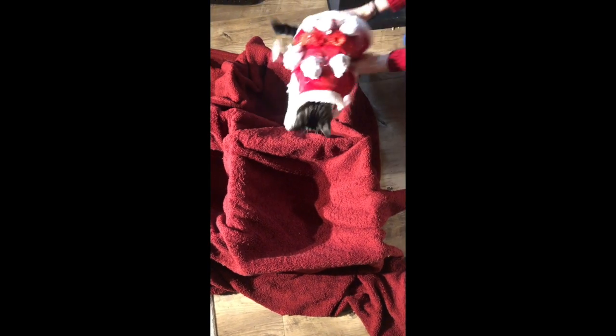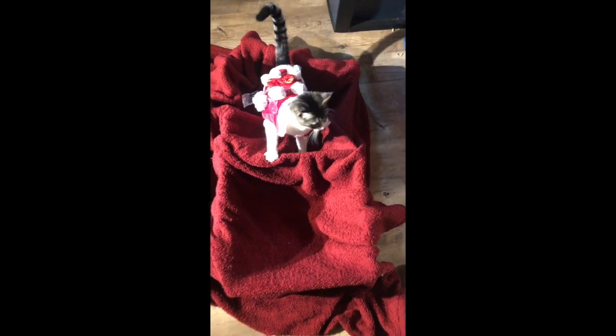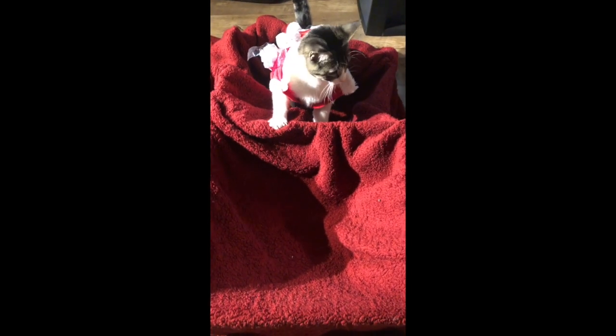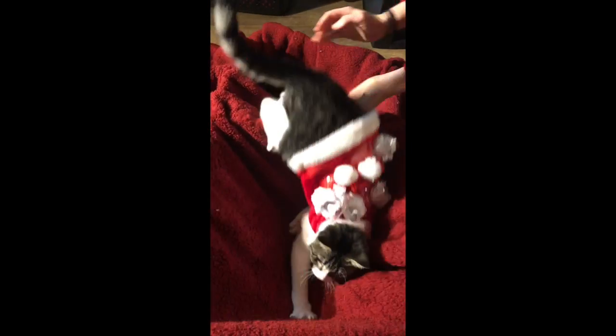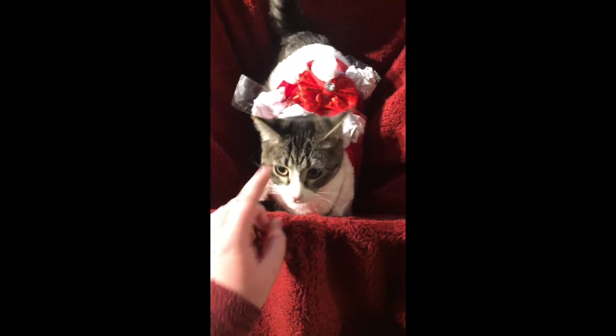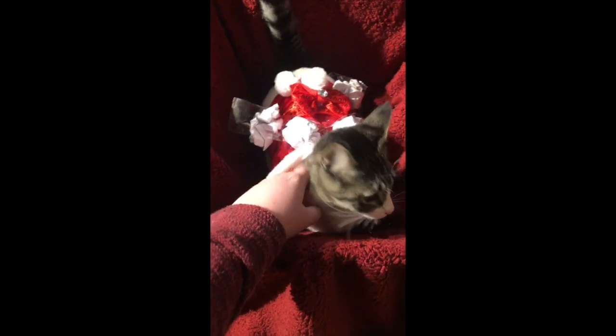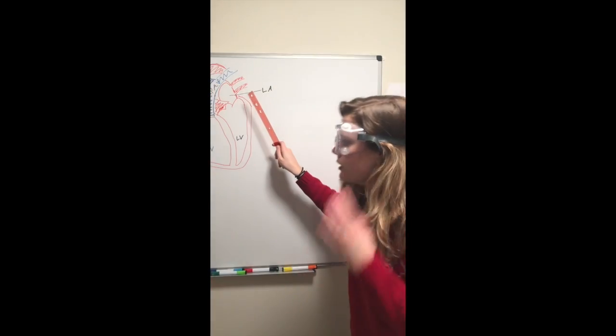Next, she will return back to the heart. She will return back to the heart into the left atrium, where she will flow down into the left ventricle, rather unexcitedly. Her next step is to travel to the body.